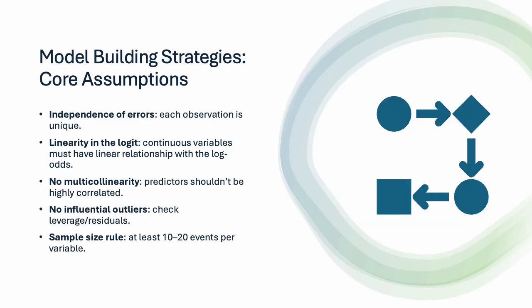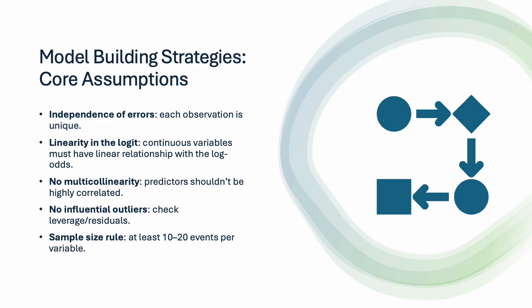So before we start building a logistic regression model, it's important that we make sure a few core assumptions are met, and this is what's going to keep our model statistically valid and reliable. The first one is independence of observations, where each observation is unique. One person's data can't influence another's, and that shouldn't include repeated measures on the same individual. If we violate this, we can end up underestimating standard errors and inflating the significance of the results.